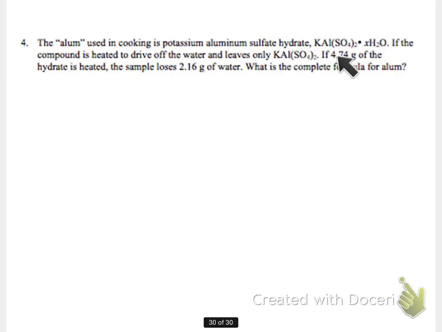So that's going to be 4.74 grams, subtract 2.16 grams, and we'll get the grams of potassium aluminum sulfate. And then again, same thing, convert to moles and figure out what the ratio is. Turn off your video, work through the problem, and then turn it back on to check your work.